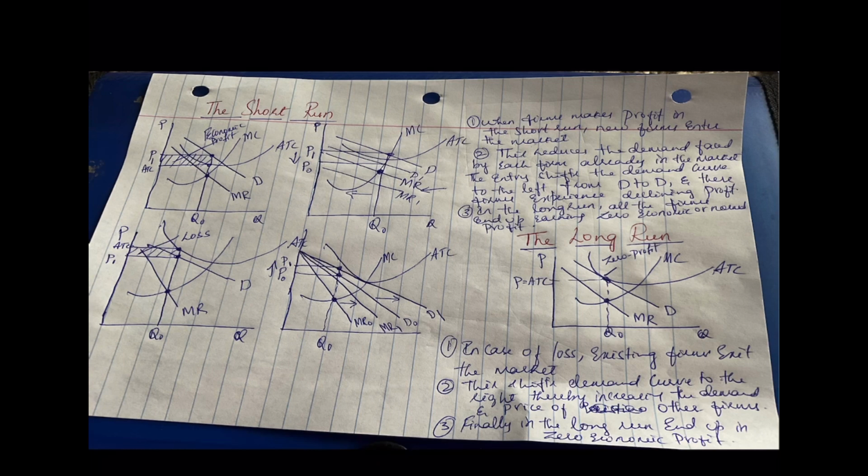In the second picture, you can see when the firm incurs loss in the short run, the existing firms exit the market. This shifts the demand curve to the right, thereby increasing the demand and price of the other firms. Finally, in the long run, they end up in zero economic profit. So here the price increases as a result of a shift in the demand curve from P0 to P1. So in the long run, you can see in the picture, all the firms earn normal profit or zero economic profit. Price equals ATC, and ATC touches the demand curve.